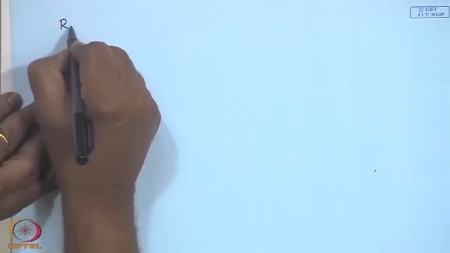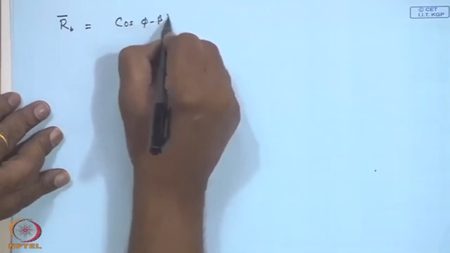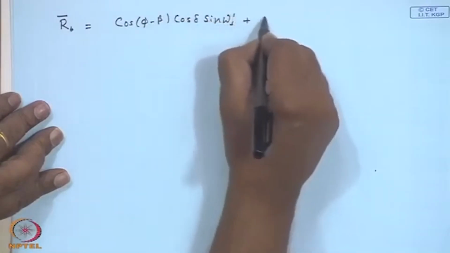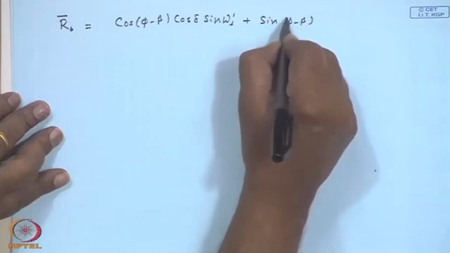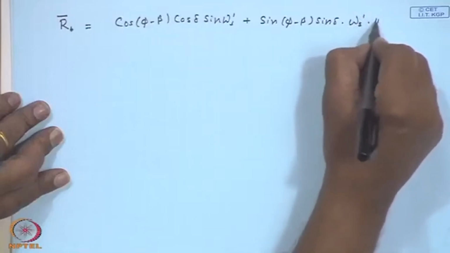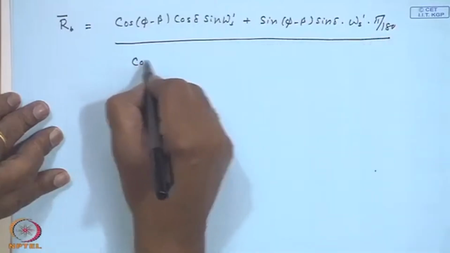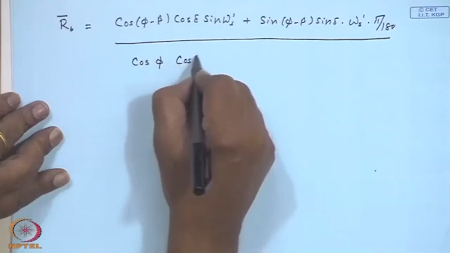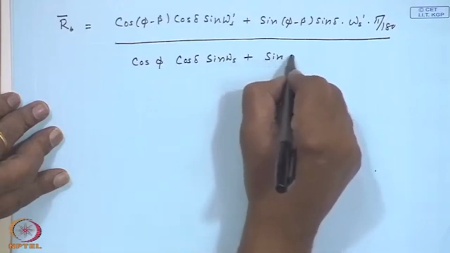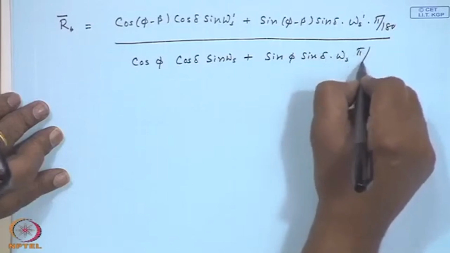Okay. So, the first step is to calculate the solar radiation on the collector surface. We need R B bar, which is again cos (phi minus beta) cos delta sin omega s dashed plus sin (phi minus beta) sin delta into omega s dashed into the conversion factor pi by 180, upon cosine theta z, which is cos phi cos delta sin omega s plus sin phi sin delta omega s pi by 180.